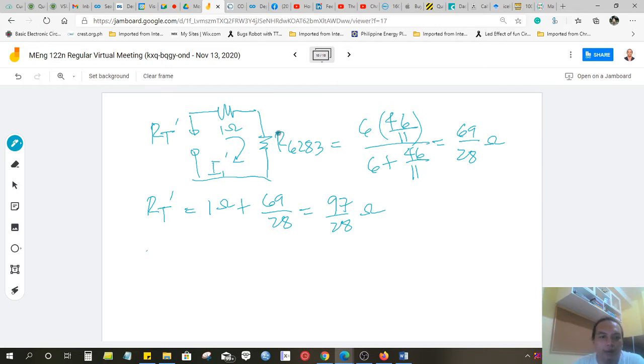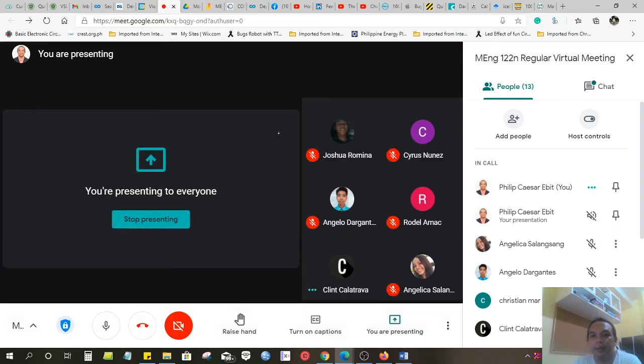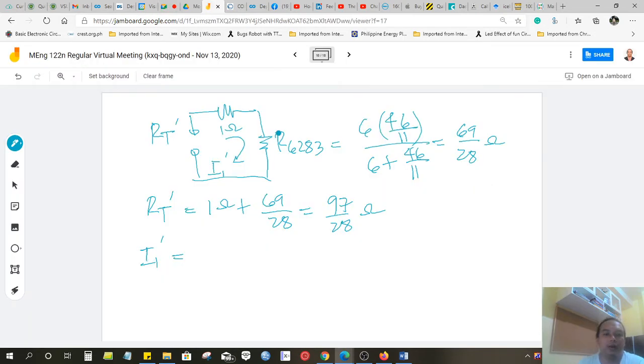So I1 prime now is equal to what? What is the formula? What is the solution here to get I1 prime?